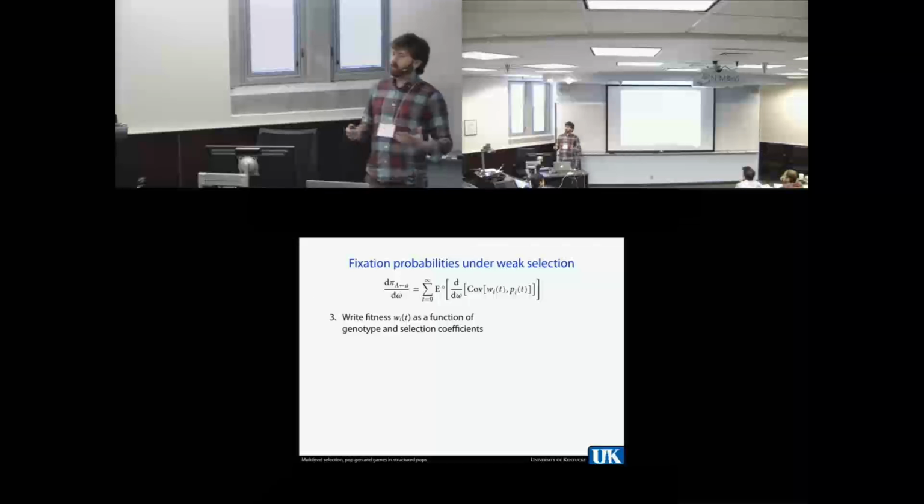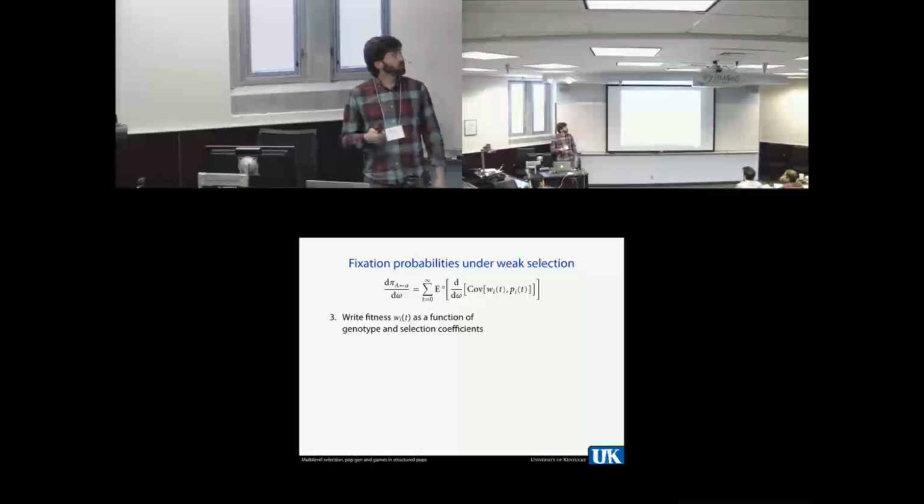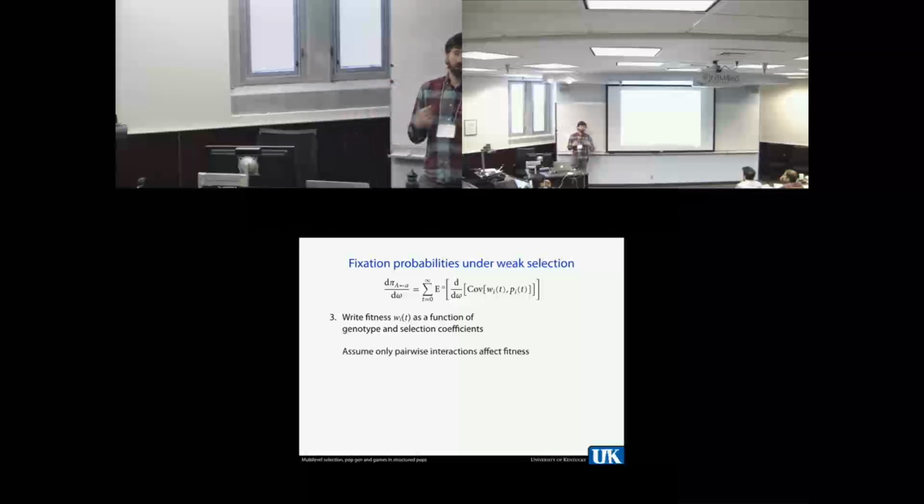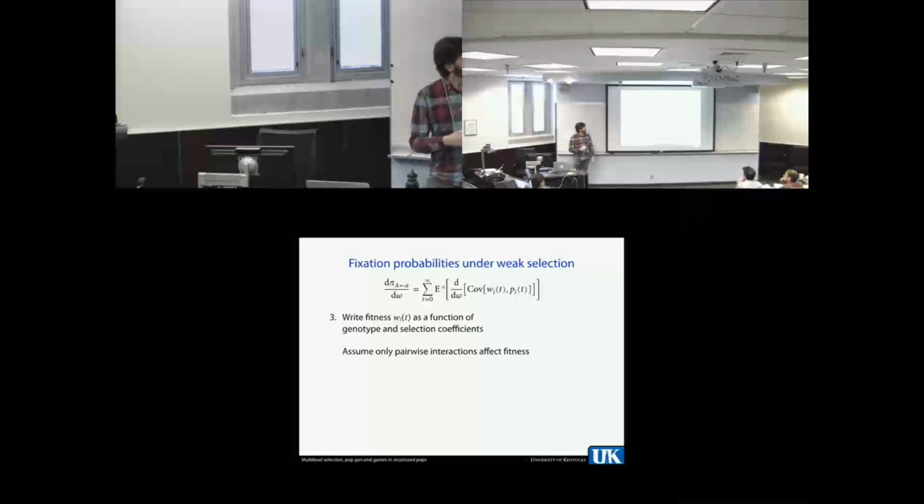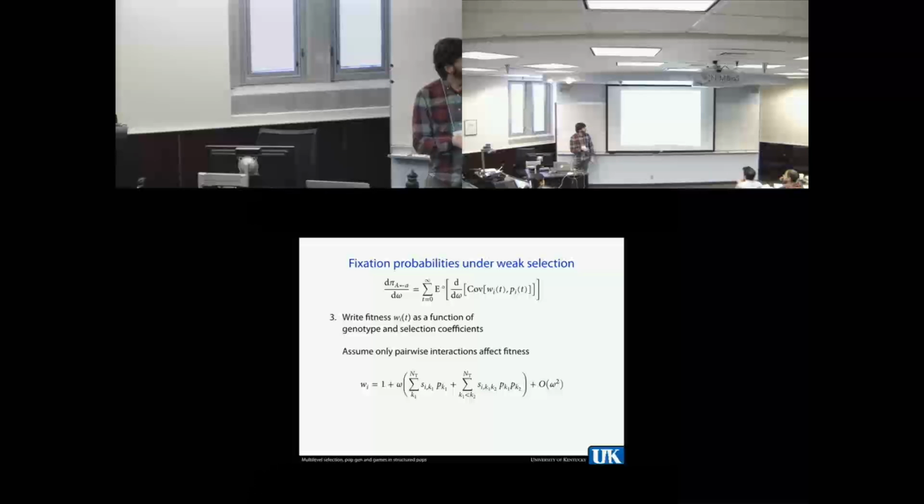And then the next step is just to write the fitness of individual i as a function of its genotype and some selection coefficients. So for the moment, to make things simple, we'll only assume that individuals are interacting socially, playing a game, only in pairs. What that means is that the fitness of this individual i can only be a function of the genotype of another individual times the selection coefficient.